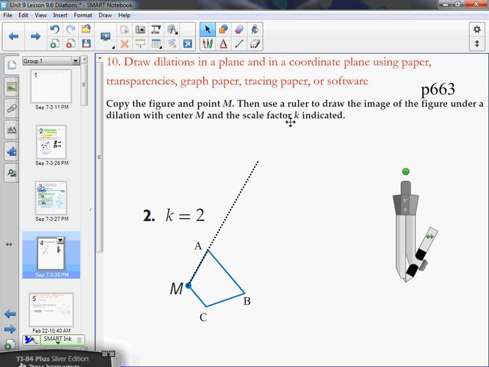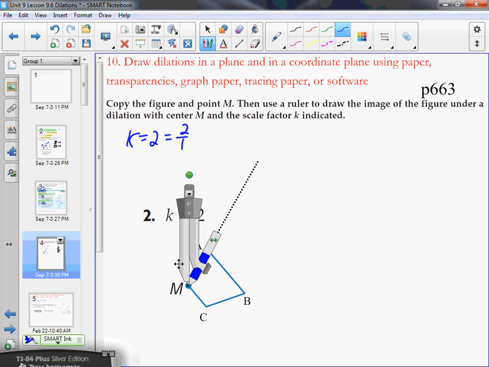Here's how we figure out where it is. The scale factor is 2. Now, if the scale factor is 2, that's 2 to 1. So usually we see it as a fraction, but 2's good. That means that A prime will be 2 times farther away from the center of dilation than A is. So whatever the distance from A to the center equals, multiply that by 2, and that's the distance from A prime to the center.